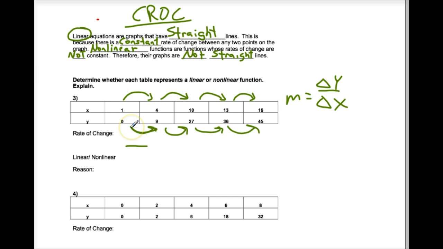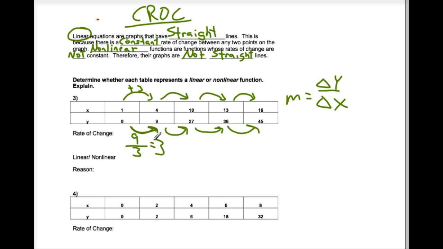How much changes that? 9, thank you. Come on, guys, a little enthusiasm today. Over, how much does x change to go from 1 to 4? 3. Okay? Goes up 3. All right, what's 9 divided by 3? 3.